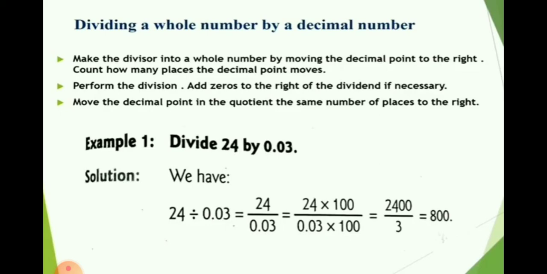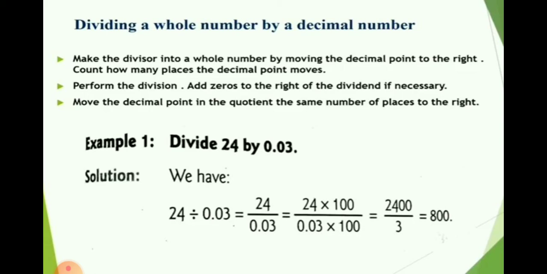Here in the example you can see, divide 24 by 0.03. So you can see here in the divisor there are 2 decimal places. So now we are going to remove this decimal, that is, we have to move the decimal of the divisor 2 places towards the right, and that is possible only by multiplication by 100. So when we are multiplying the denominator by 100, we also have to multiply the numerator by 100.